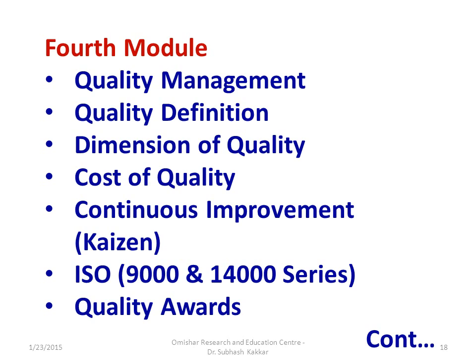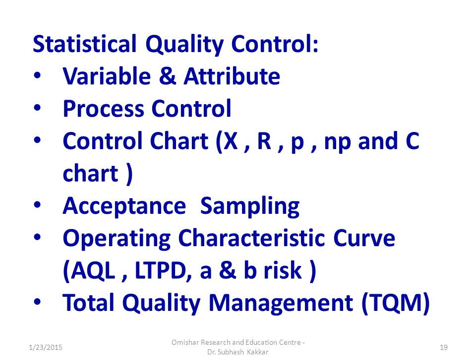that is Kaizen, ISO 9000 and 14000 series, statistical quality control, variable and attribute, process control, control charts, X bar chart, R chart, P chart, NP and C chart, acceptance sampling, operating characteristic curve, AQL, LTPD, alpha and beta risk, and total quality management, TQM.